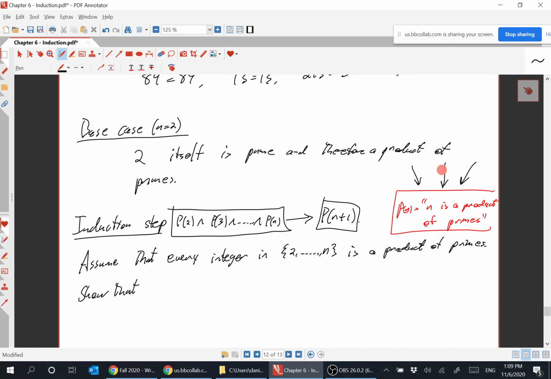N plus 1 is a product of primes. Exactly. Show that n plus 1 is also a product of primes.